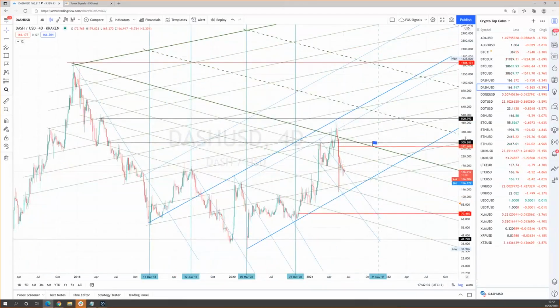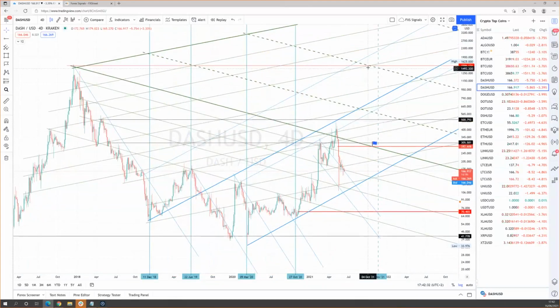So we have some dashed lines here. They correspond to potential lines. Here we have this descending line in Dash coming from the all-time high that was penetrated, but the market eventually lost that line, but we are still within that bullish channel.